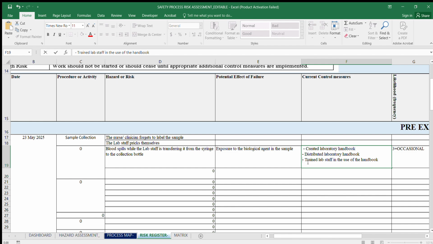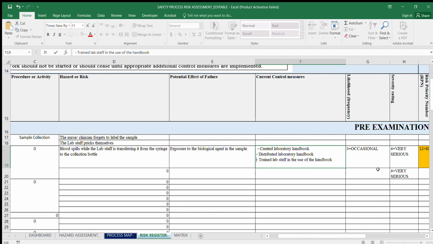So if you've created the laboratory handbook, you've distributed the laboratory handbook, and you've trained people, it means that at least you know that people will know how to properly collect the sample in a manner which will also reduce the risk of them getting exposed to whatever may be in the sample whilst they are collecting the sample. So at this point, at least you would have said the chances of this scenario happening would not be as high as when you didn't have these particular control measures in place. So maybe that's what you've done as a laboratory.